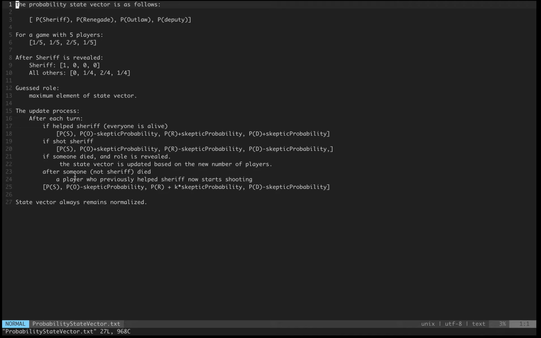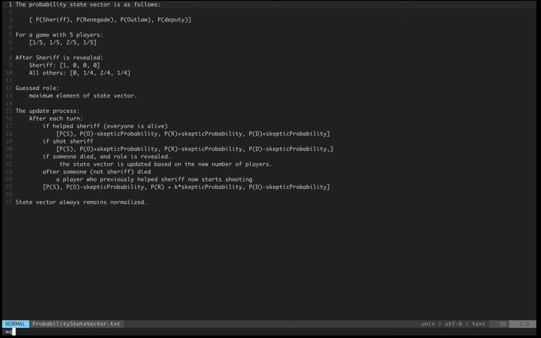After someone died who is not a sheriff, if one of the players or the AI who previously helped the sheriff starts shooting at them, then the probability of that being outlaw is decreased by the skeptic probability, and the probability of that being the renegade gets increased by the skeptic probability times a random variable k, and the probability of it being a deputy gets decreased by the skeptic probability. This encapsulates how the gameplay of a renegade may be, and helps the AI make very accurate guess roles. One thing to note is that the state vector is always normalized.